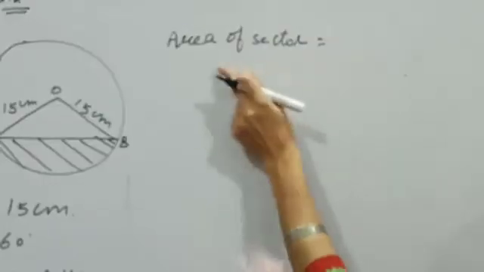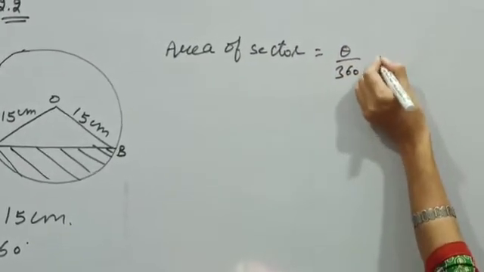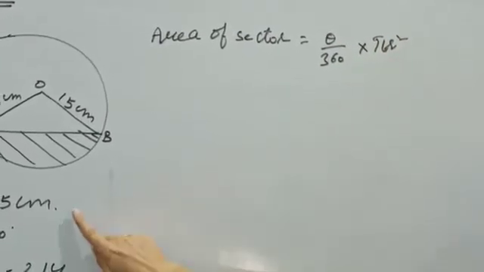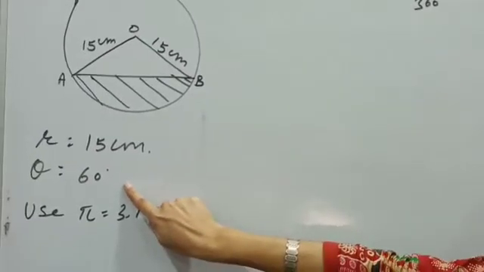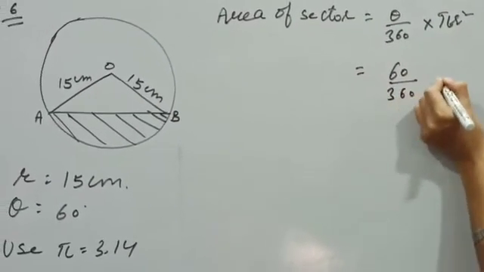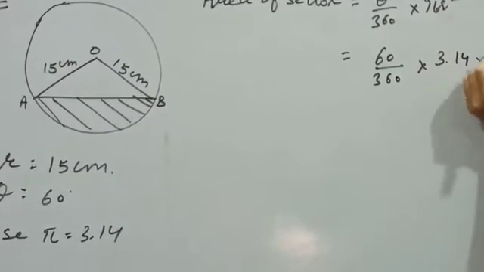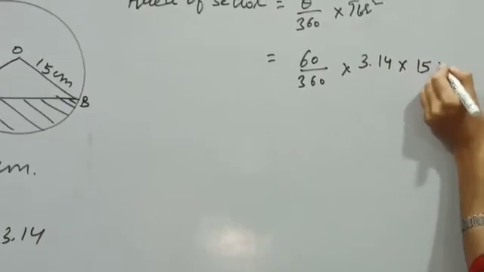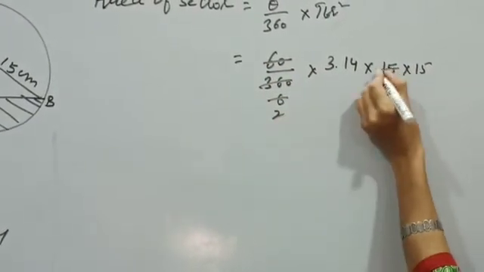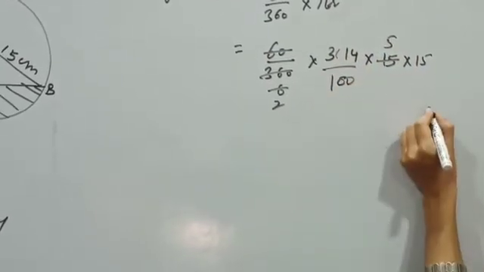Here the area of the sector is theta upon 360 into pi r square, where the radius is given as 15 centimeter and theta is 60 degree. Here we fill in the value of pi as 3.14 and r is 15. So 15 into 15. It cuts with the 6, and on the 3, table of 5s. Then if you remove the decimal, it will be 100.